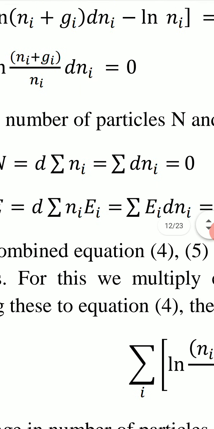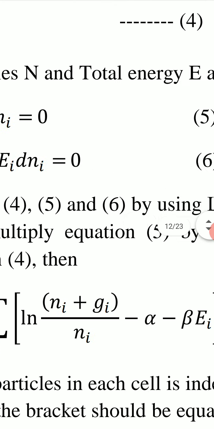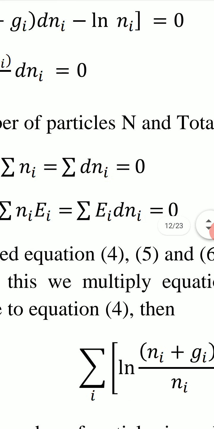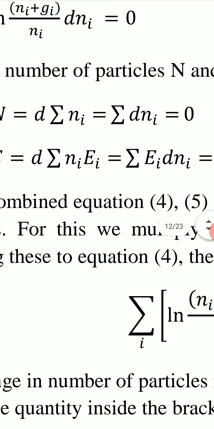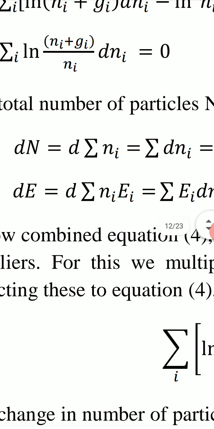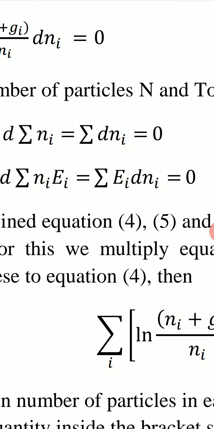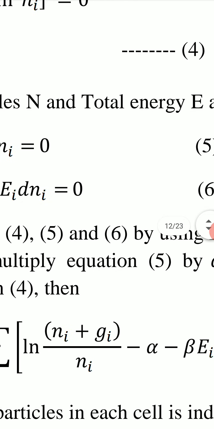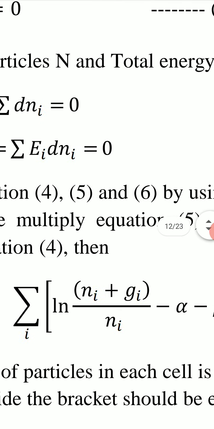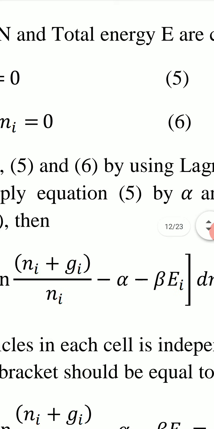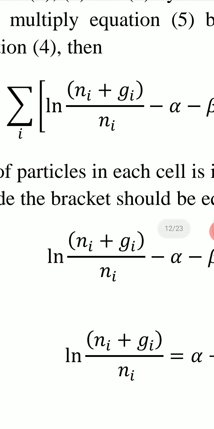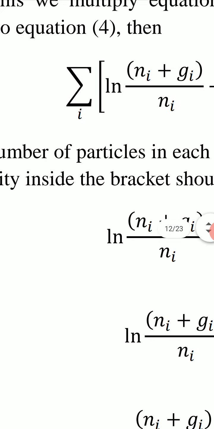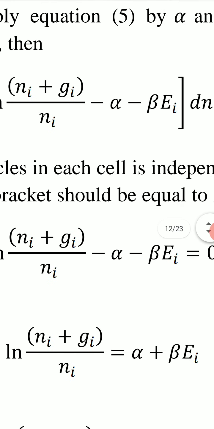From equation 4 we subtract alpha times equation 5 and beta times equation 6. Then in these three terms we have summation in all these three equations, and we have dNi common in all these three equations. If we subtract from equation 4 alpha multiplied by equation 5 and beta multiplied by equation 6, then we get this equation. Summation dNi is common. Then we have log Ni plus Gi upon Ni minus alpha minus beta Ei. Alpha and beta are undetermined multipliers which are to be determined.